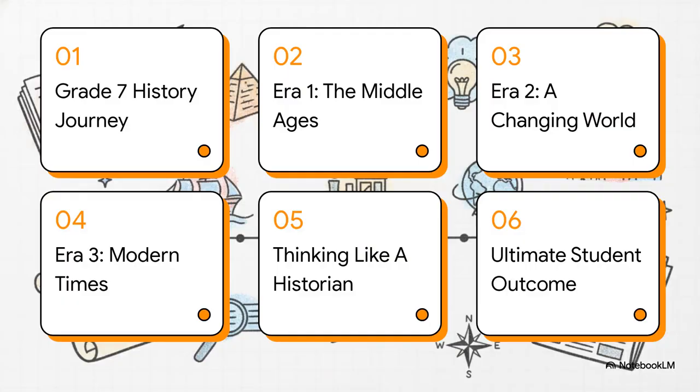Here is our agenda for today. We'll be hitting 6 sections. 1. The Grade 7 History Journey. 2. Era 1, the Middle Ages. 3. Era 2, a Changing World. 4. Era 3, Modern Times. 5. Thinking like a Historian. And finally, 6. The Ultimate Student Outcome. Let's get right into it.